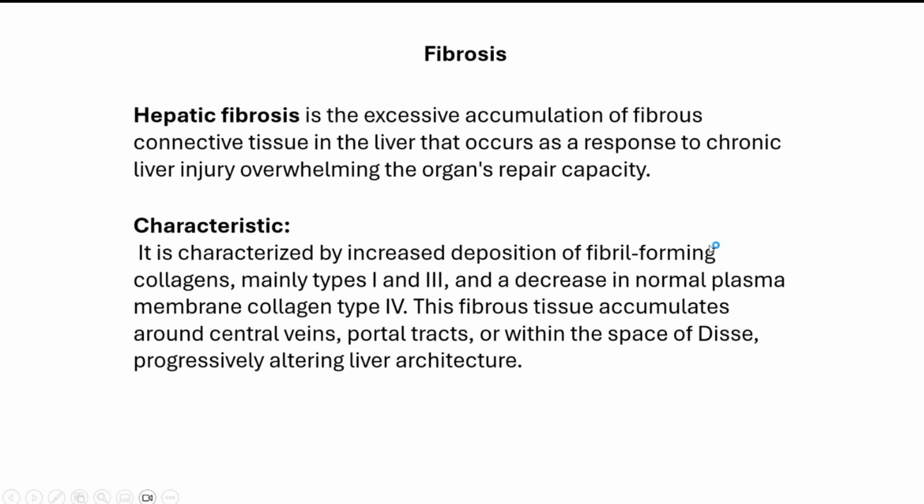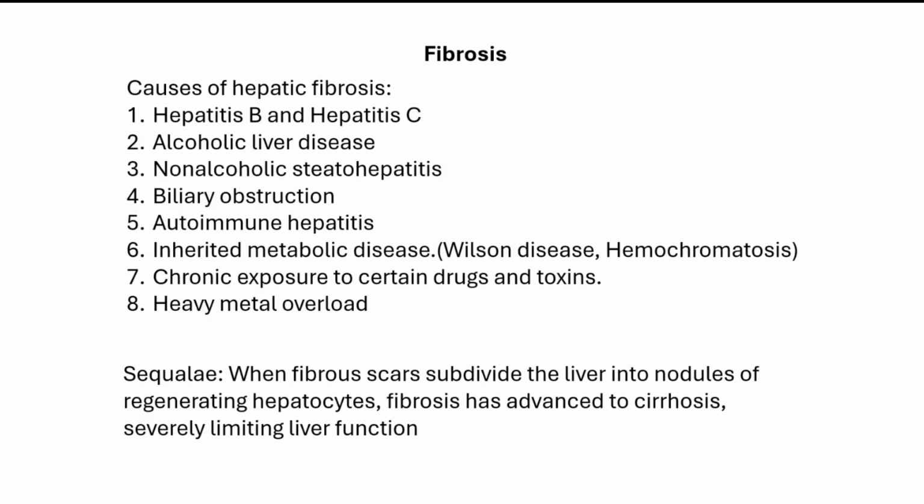So hepatic fibrosis is the excessive accumulation of fibrous connective tissue in the liver that occurs as a response to chronic liver injury, overwhelming the organ's repair capacity. It is characterized by increased deposition of fibril-forming collagens, mainly type 1 and 3, and a decrease in normal basement membrane collagen type 4. This fibrous tissue accumulates around the central veins, portal tracts, and within the space of Disse, progressively altering the liver architecture. It can shrink the liver, or go into lobules and shrink and make some blebs.